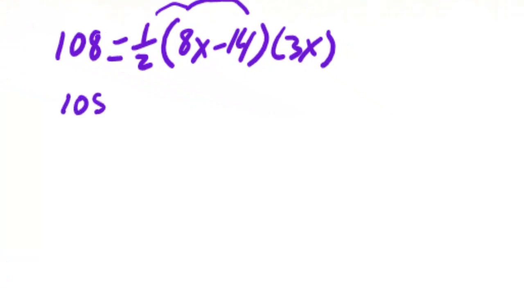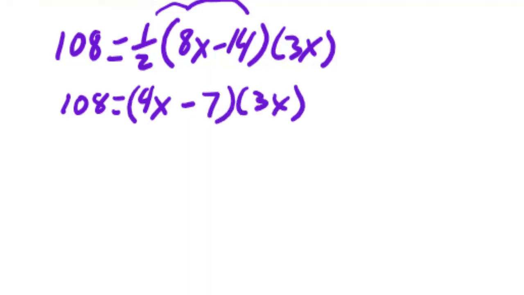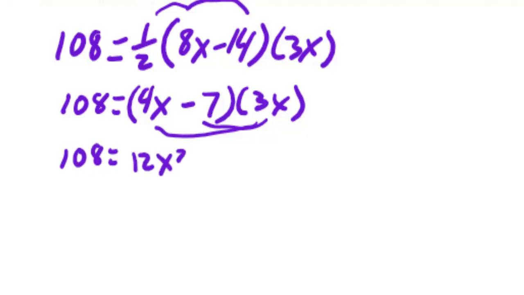So this will give me 108 equals 4x minus 7. Now that's still in parentheses because I have to multiply it by the 3x that's still left over. So now I want to distribute my 3x to both of these. So that would give me 108 is equal to 12x squared minus 21x.